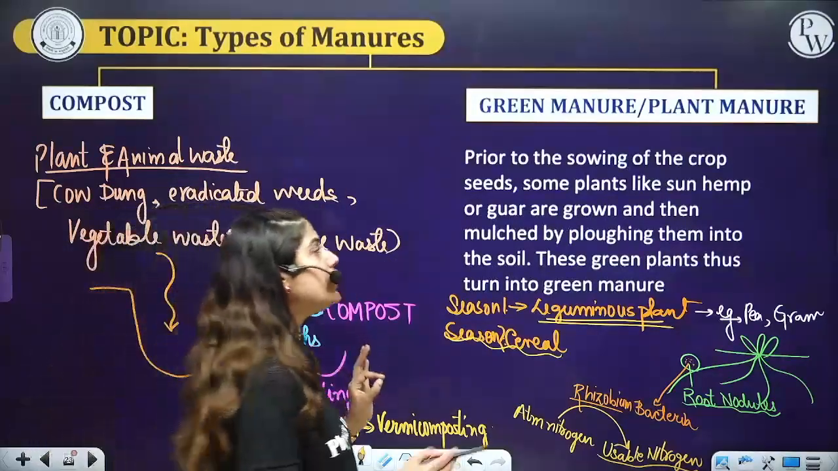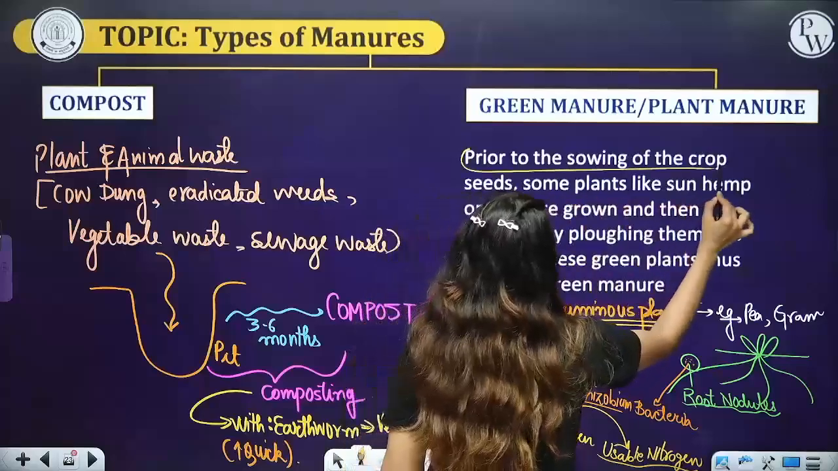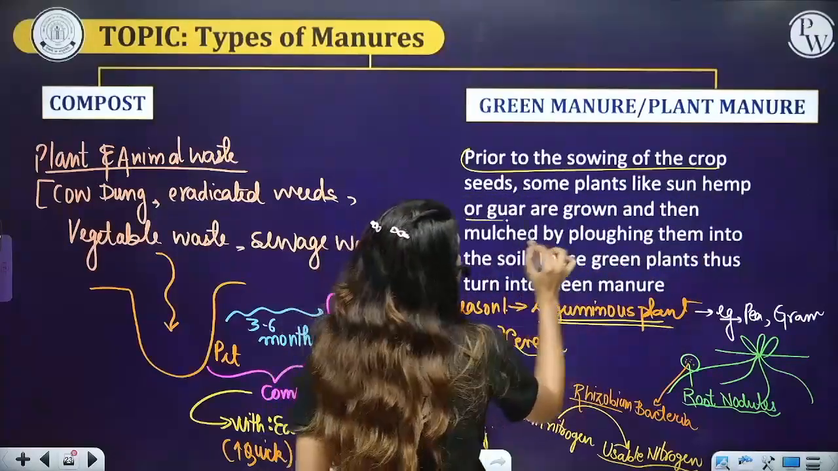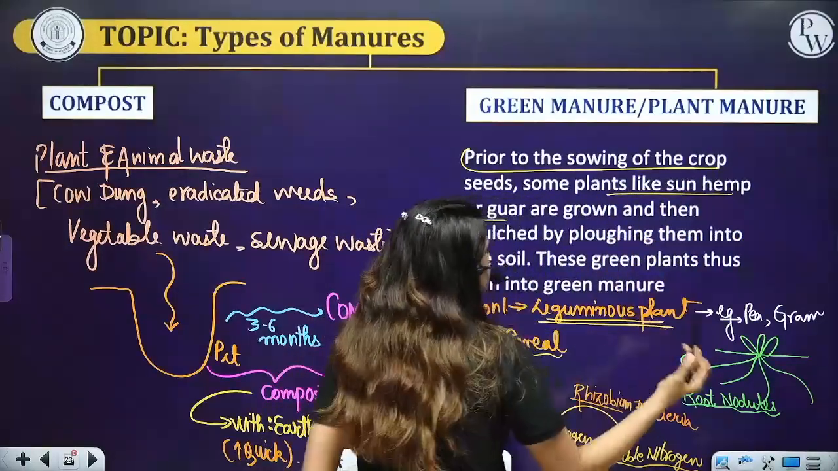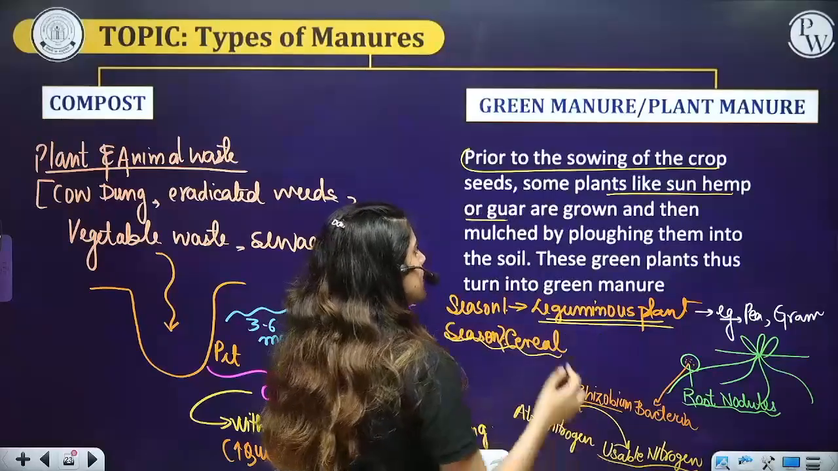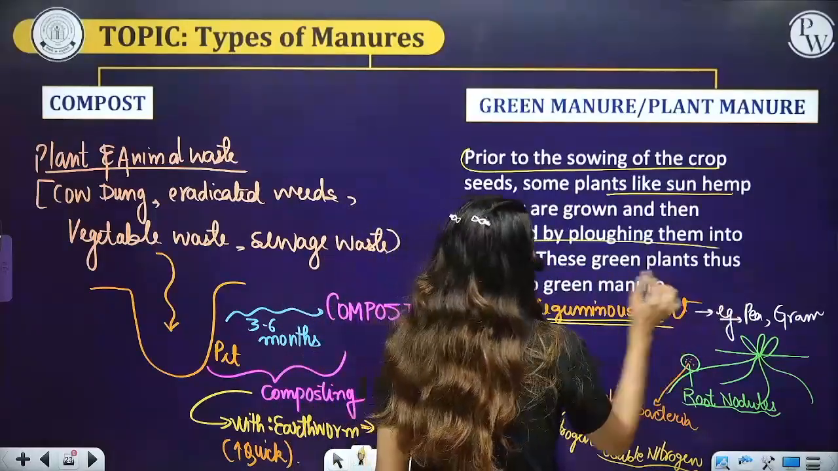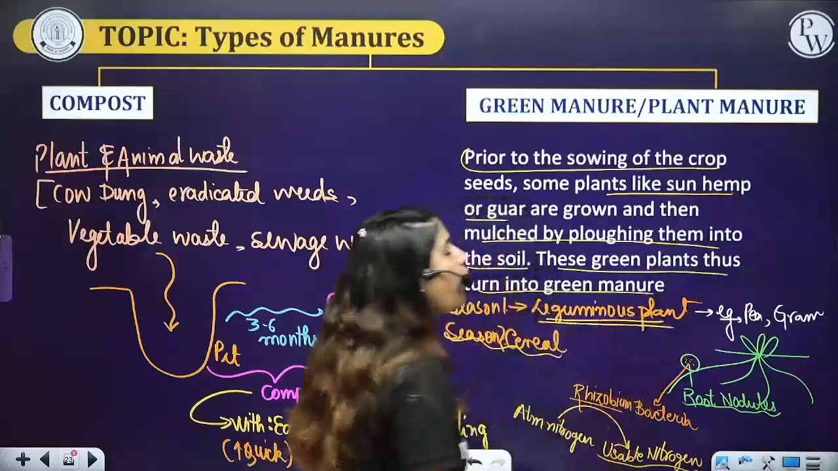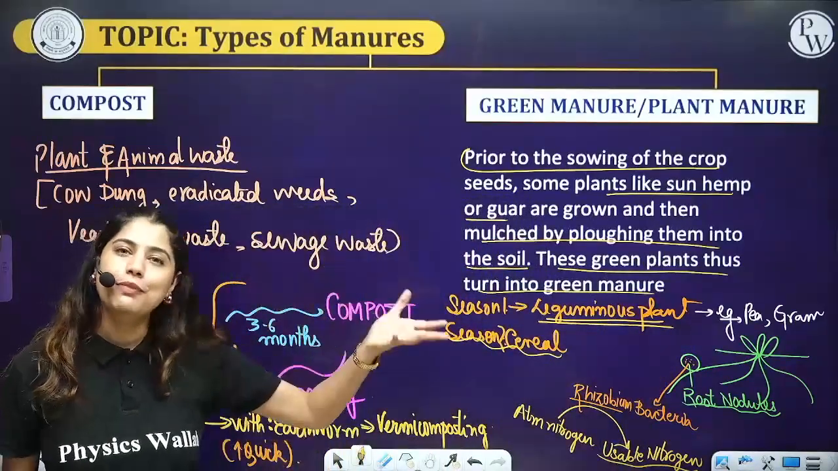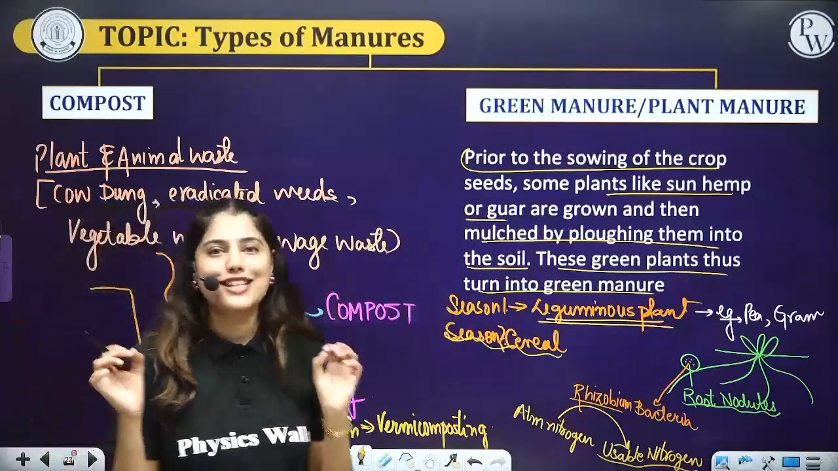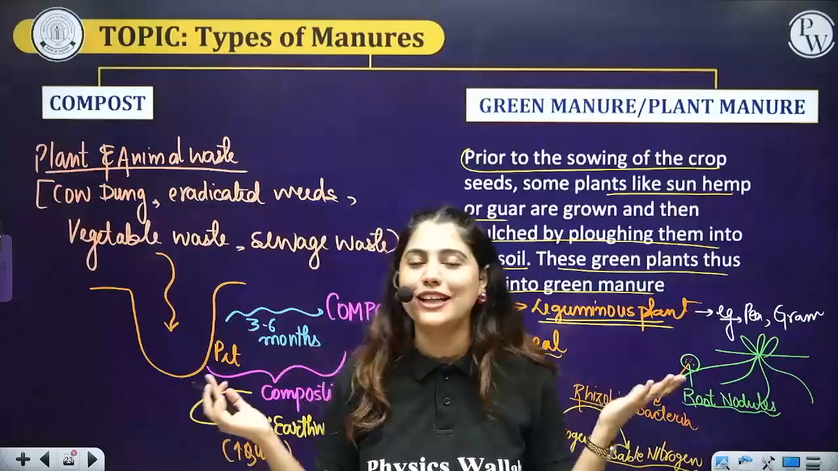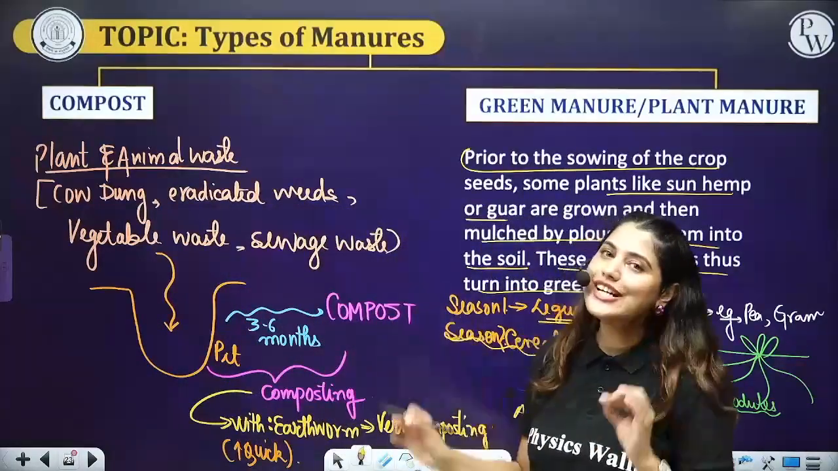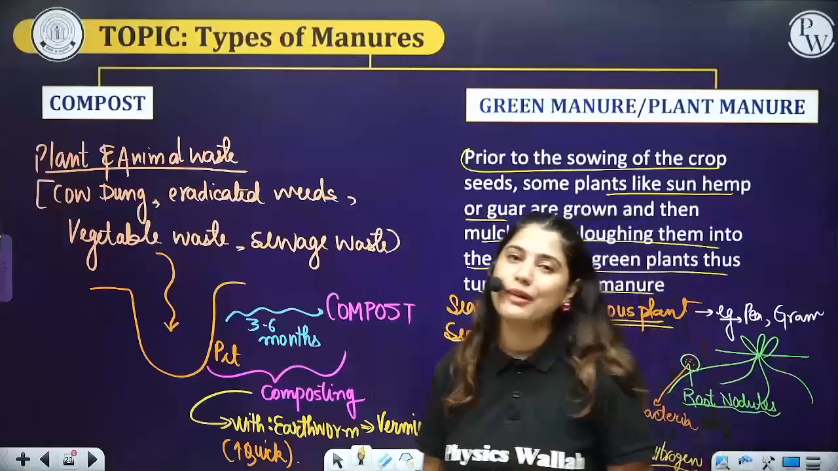Right? So what we are doing prior to growing our main seed, we are growing plants like sun hemp and guar. Basically we want to grow other leguminous plants, and then we are plowing them into the soil, and these green plants turn into manure. Since these green plants make up the manure, we call this type of manure green manure, right? That was about the types of manure.